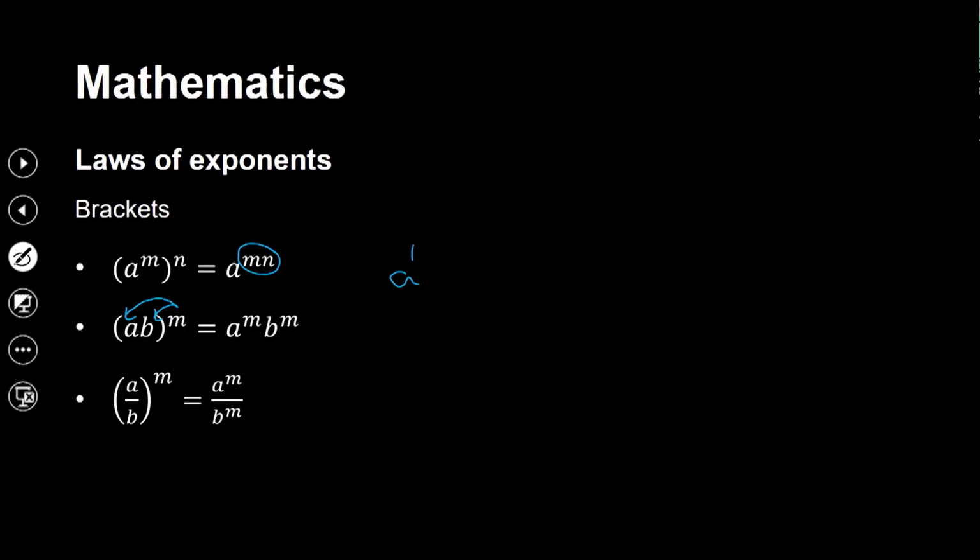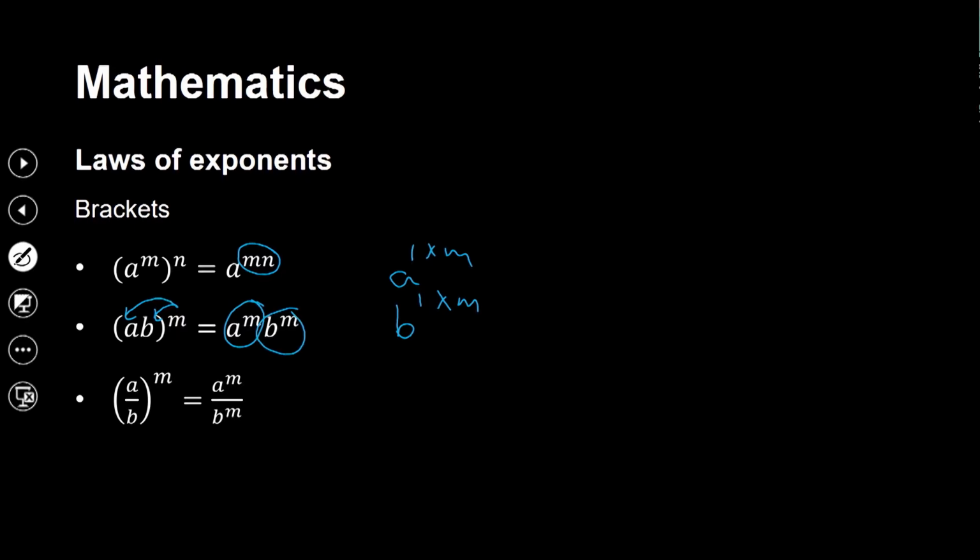So it will be the same as 1 multiplied by m, which is how I got the a to the exponent of m, and then it will be b to the exponent of 1 multiplied by m, and that's how I got the b to the exponent of m.